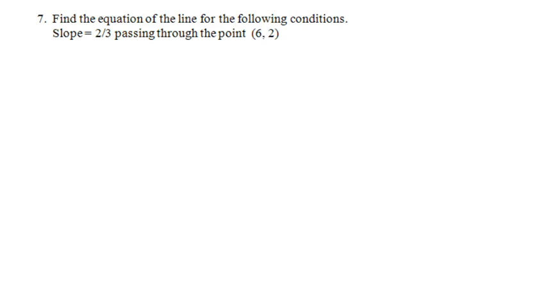So here's one. Find the equation of a line that has this slope and goes through the point (6, 2). So first of all, you could do this by graphing. I'm not going to, but I'll explain how to do it that way.